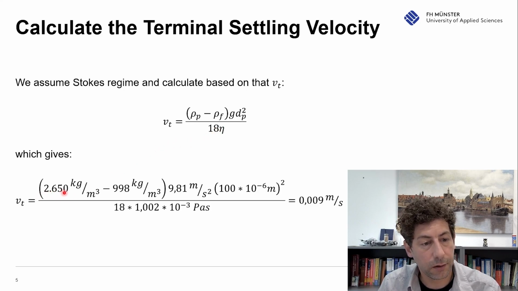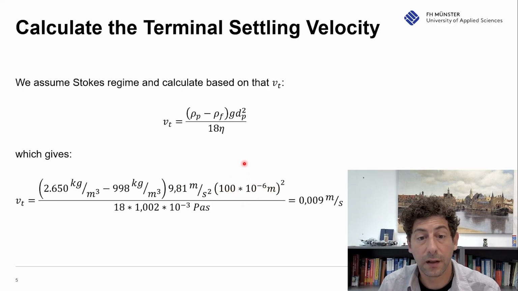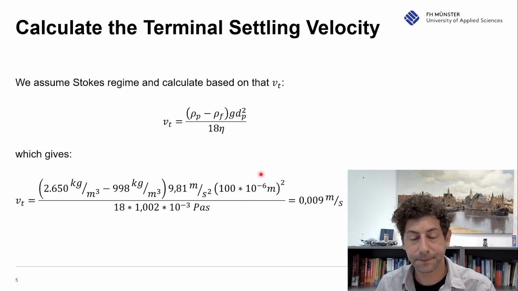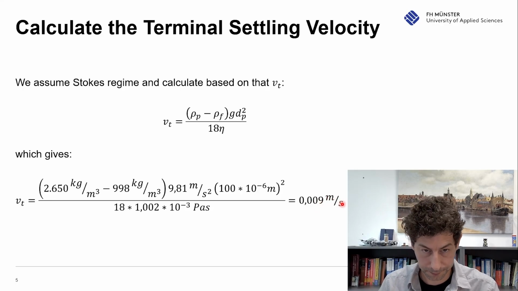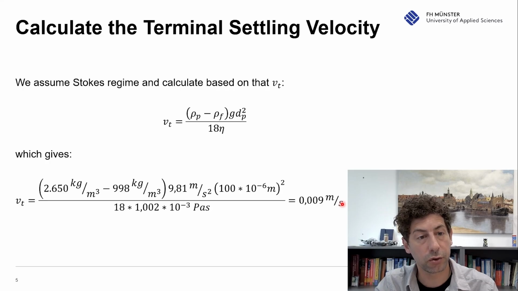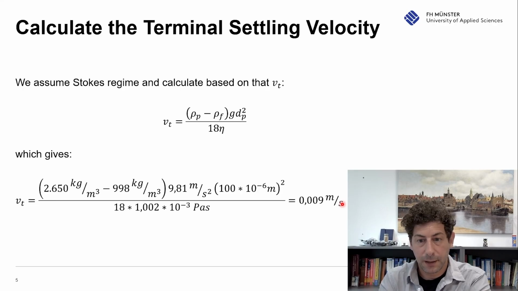We have all these numbers, luckily, so we can easily calculate this. So 2,650 minus 998, multiplied by g, 9.81, multiplied by 100 microns, so 100 times 10 to the power minus 6 meters, squared, and then divided by 18 multiplied by the viscosity. When you put all of this into your calculator, you will end up with 0.009 meter per second. This is the velocity of one individual particle which settles down under the given conditions, assuming Stokes regime. Now we have to be careful, because we don't know if the Stokes regime is a good assumption or not.